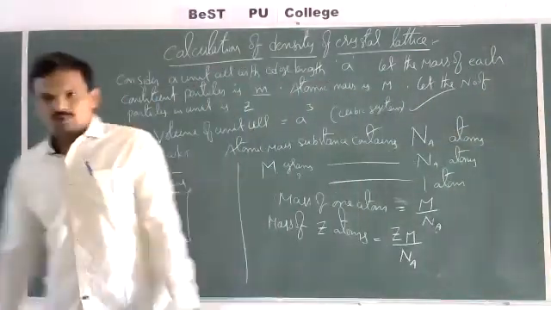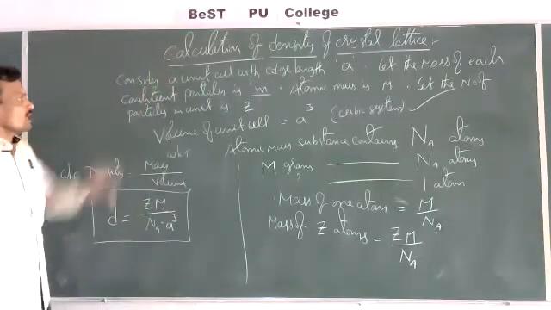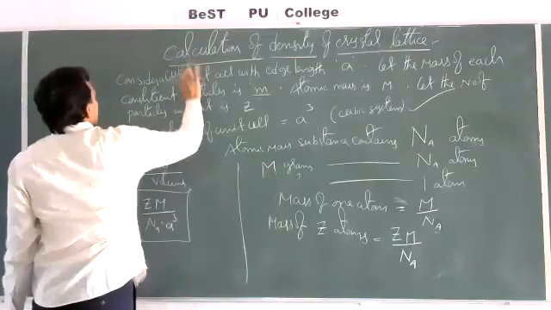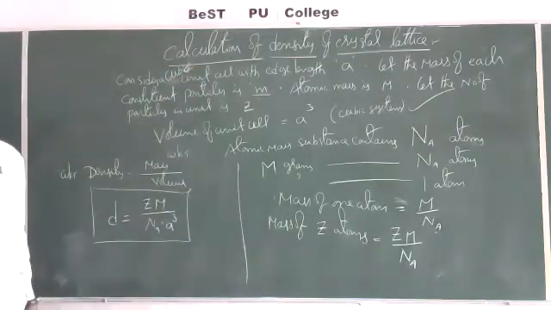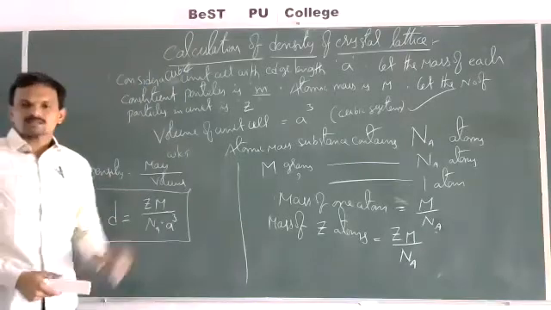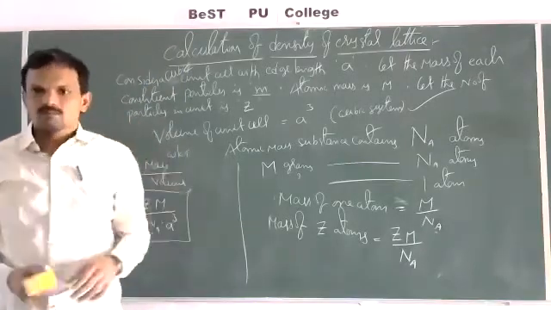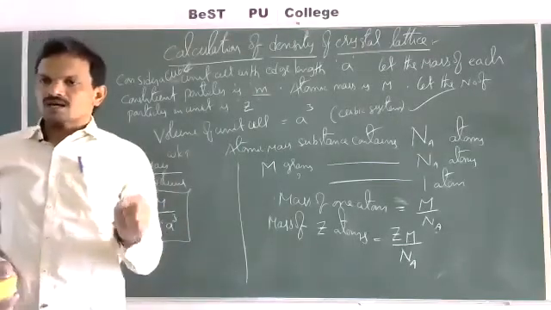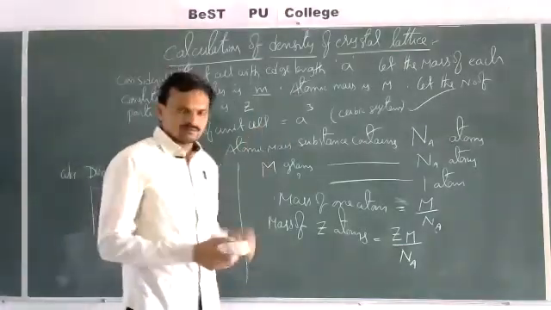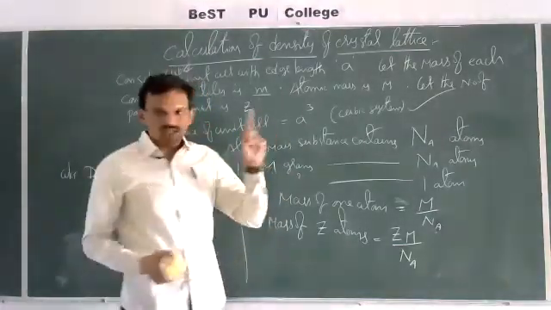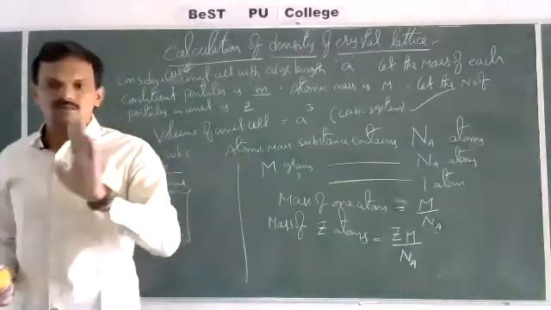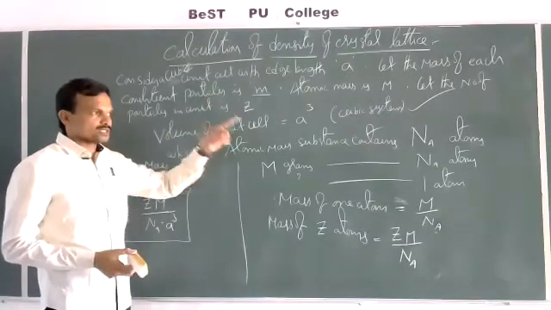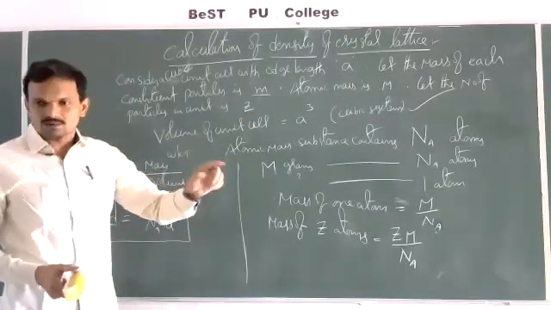Okay, see once again briefly. Consider a cubic unit cell with edge length a. Let the mass of each constituent particle be small m, and the atomic mass of the element be capital M. Let the number of particles present in the unit cell be Z. The value of Z is 1 for simple cube, 2 for BCC, and 4 for FCC. These are fixed values.